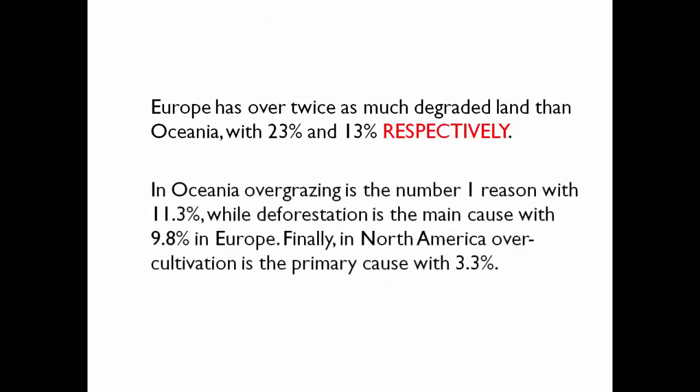In Oceania, overgrazing is the number one reason with 11.3%, while deforestation is the main cause with 9.8% in Europe. Finally, in North America, overcultivation is the primary cause with 3.3%. So you'll notice that my data is here, here, and here. And you'll notice that I've varied my language a little bit: number one reason, main cause, primary cause. I varied my language to show the examiner that I have a wide-ranging vocabulary.